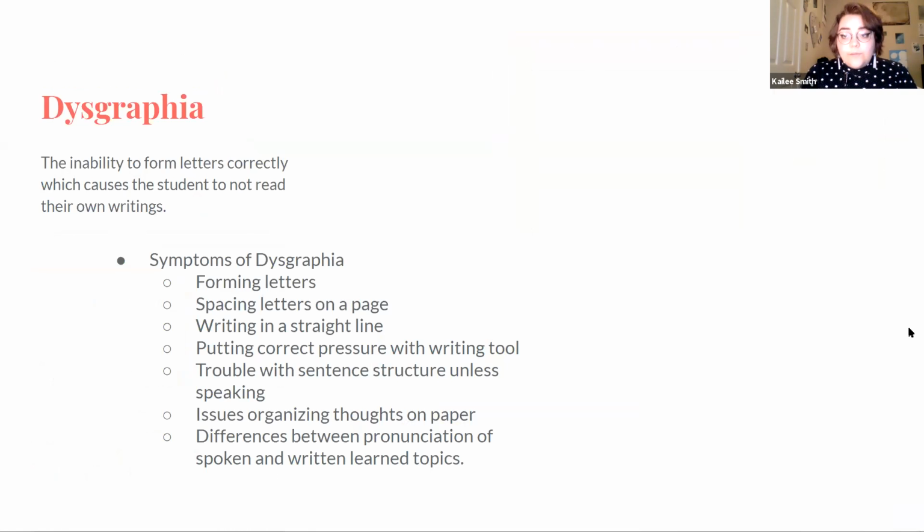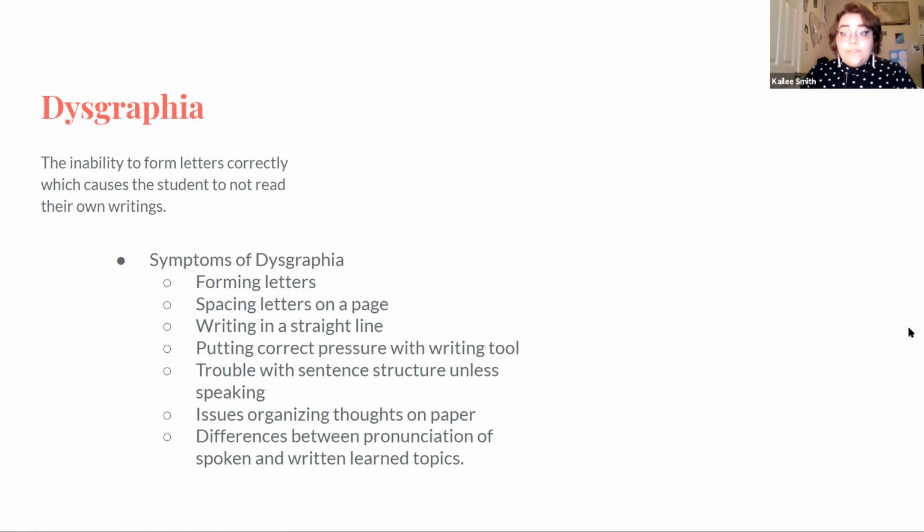Dysgraphia is also rather uncommon, but it's typically only noticed once you get past the years of learning how to write that there might be a problem. Because dysgraphia causes the student to not be able to read their handwriting due to the fact that they have issues with organizing their thoughts onto paper, and they don't often know how to put the correct pressure, hold, or even how to hold a writing tool correctly, which can cause them to have issues with forming letters, spacing out words, and just writing in a straight line in general.